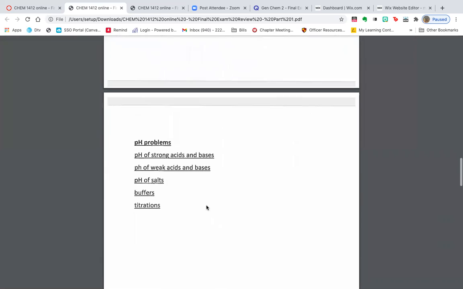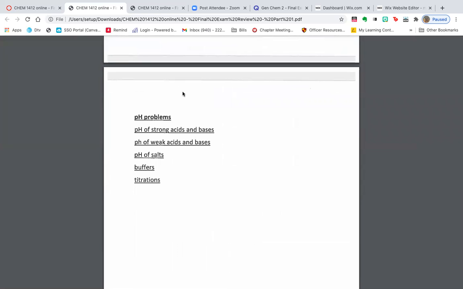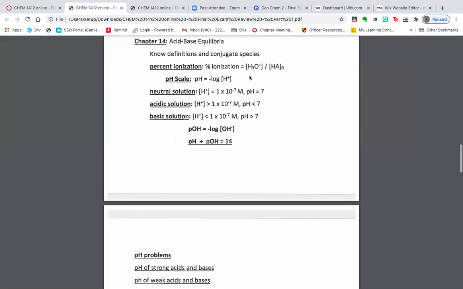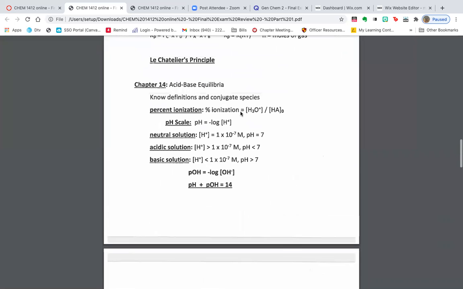You really can just type in pH of strong acid practice problem and it'll give you a whole bunch. But for a neutral solution, the pH is 7. For an acidic solution, the pH is less than 7, and for a basic solution, pH is greater than 7.